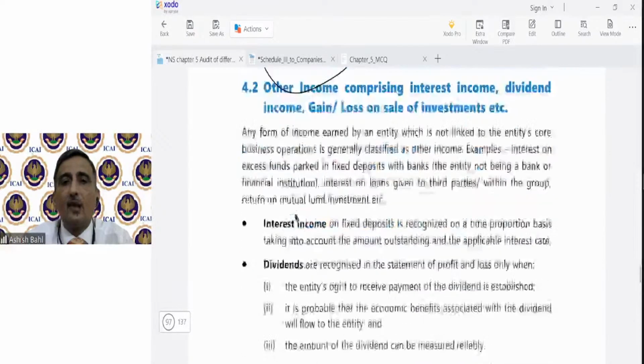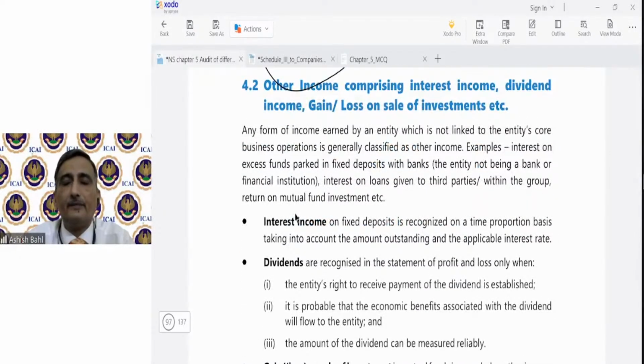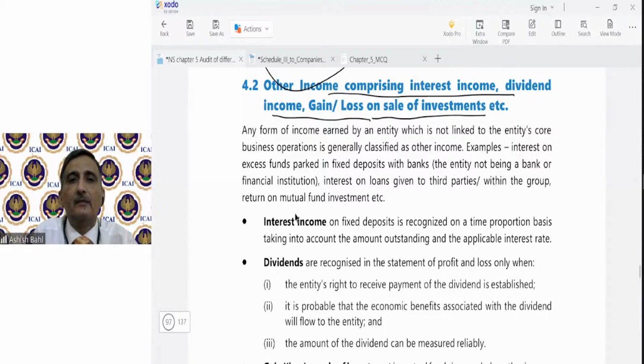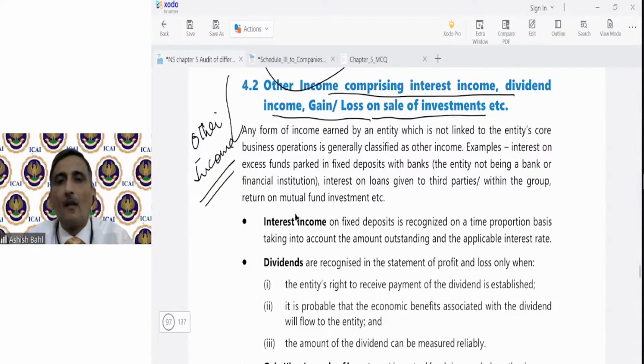Okay, students. So now we come to other income. Other income comprising interest income, dividend income. So what is included under the head other income? Any income, students, which is not linked with the entity's core business operations is called other income.